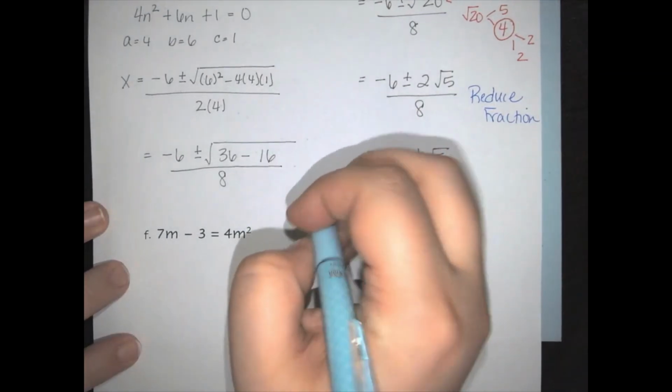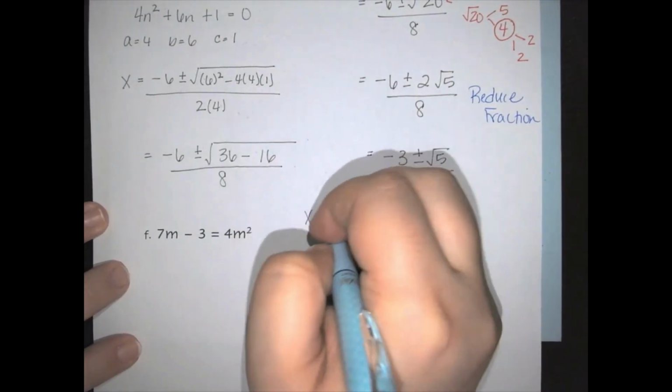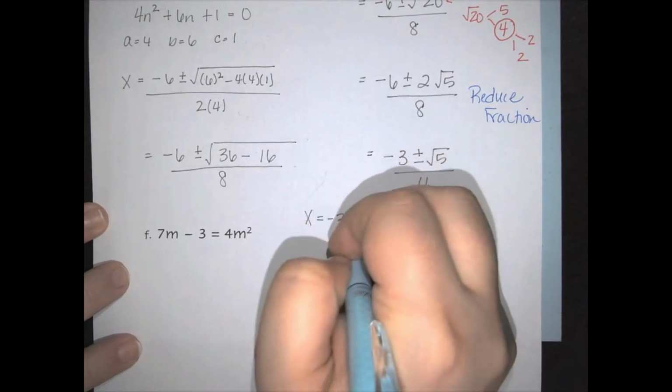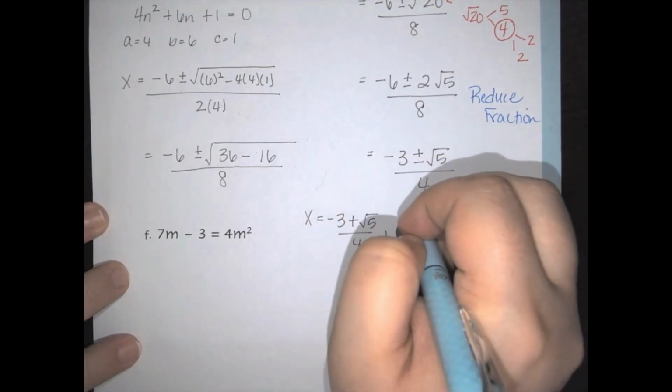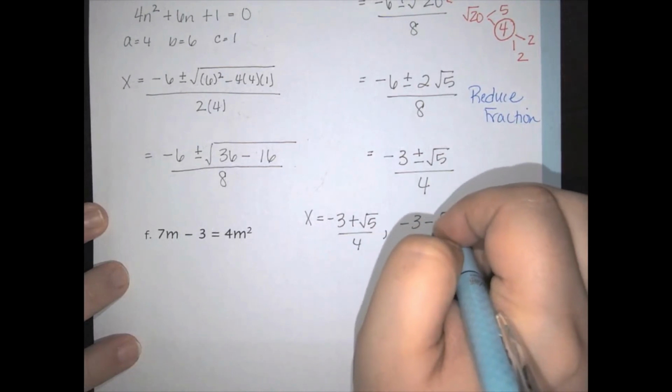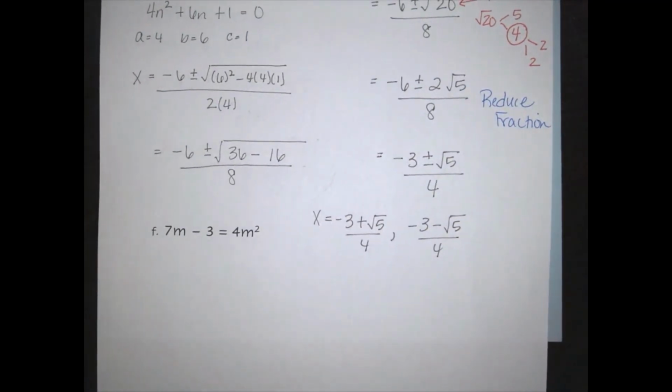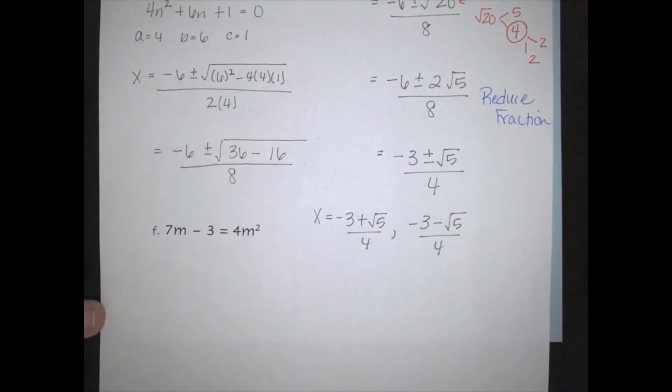So in this case, you would have that x is negative 3 plus the square root of 5 over 4, and negative 3 minus the square root of 5 over 4. Since we're reduced as far as we can go, there's nothing else left to do.